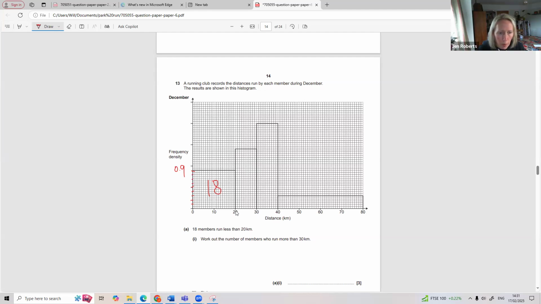Each couple of boxes is 0.1. So what would this be here? 3. So 10 times 3 is 30. Your base is 40 here. What's your height? 0.3. 0.3 times 40 gives you 12.